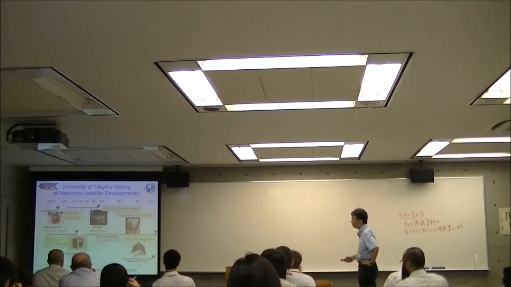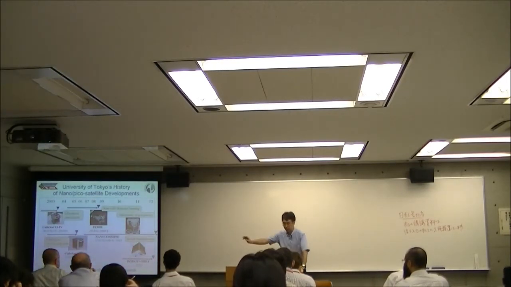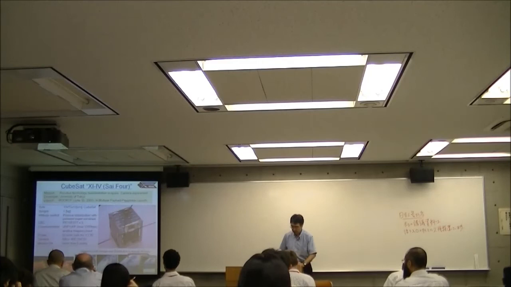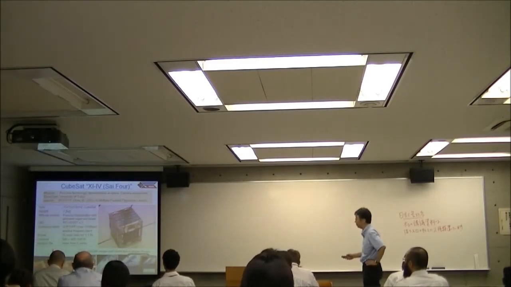And in this Hodoyoshi project, the first satellite will be launched at the end of this year, 2012. So this is the current status of the University of Tokyo. And then our first satellite, Cyborg, is CubeSat size, 1 kilogram, 10 centimeter, the first project.